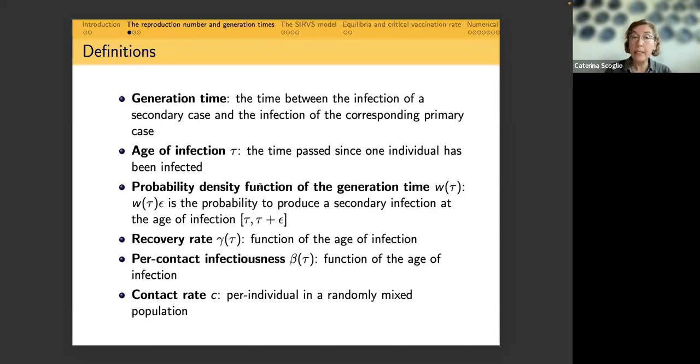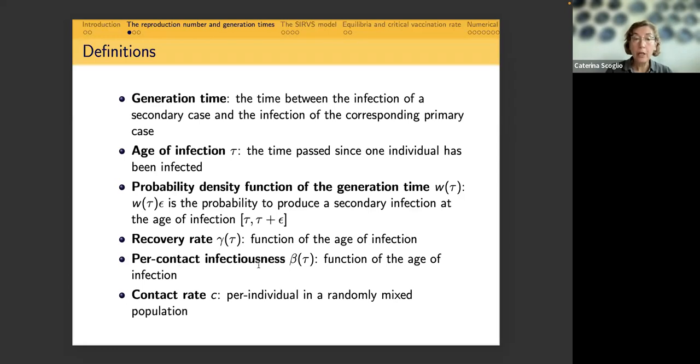Then we have the probability density function of the generation time, W(tau). Obviously, since this is a probability density function, W(tau) times epsilon can be seen as the probability to produce a secondary infection at the age of infection between tau and tau plus epsilon. So it's a probability density function for the production of a secondary infection. And then we have gamma, the recovery rate, also being a function of the age of infection tau.